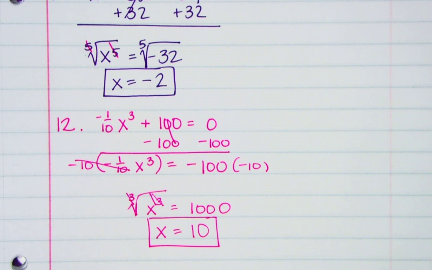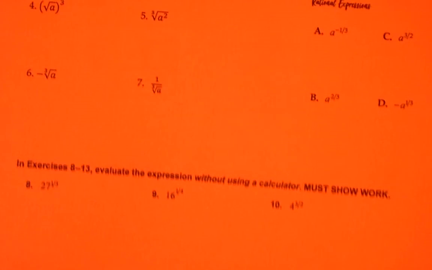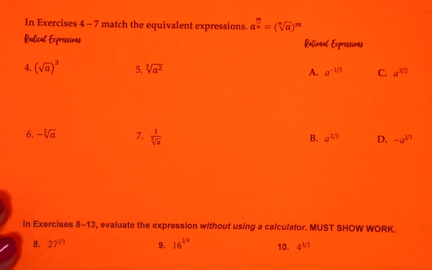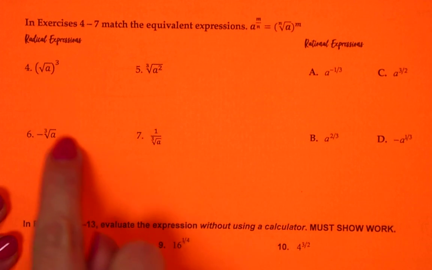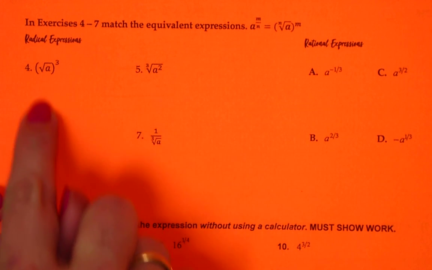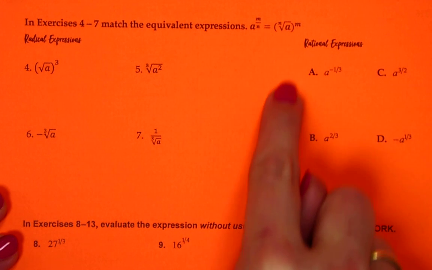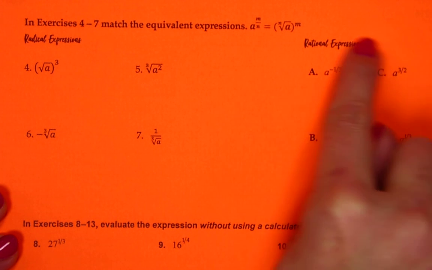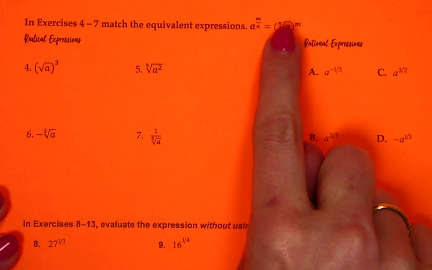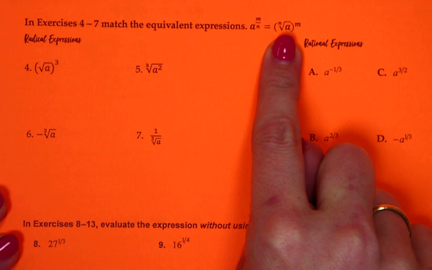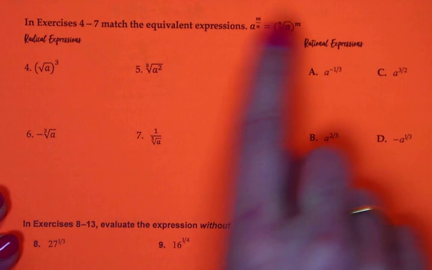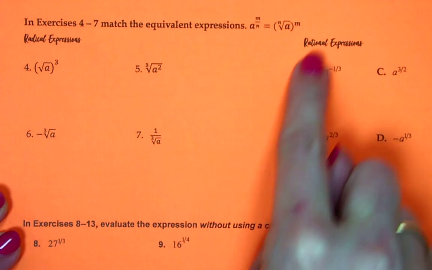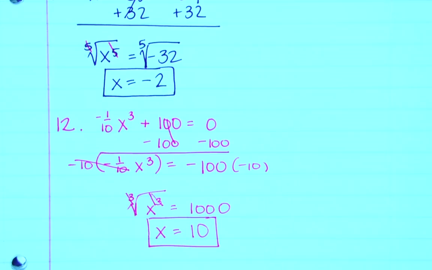One thing I want to explain really quick on the practice. On number 4, 5, 6, and 7, it's matching. Here's the problems, 4, 5, 6, and 7. You're going to turn them into rational expressions and match them with A, B, C, and D. You don't have to solve them. You're just going from radical to rational. You're matching 4, 5, 6, and 7 with A, B, C, and D. It's a little bit confusing. I had questions on it.